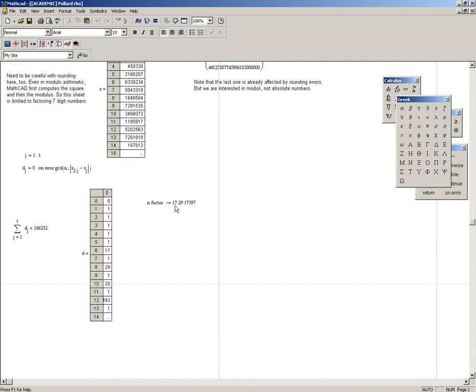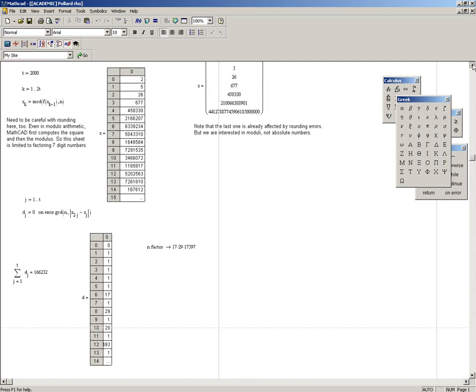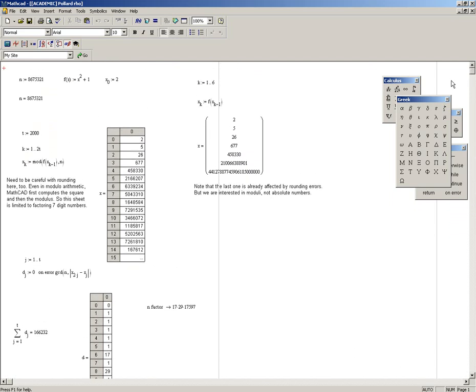Because if I just use the factorization algorithm in Mathcad, I realize that this number is factored into 17 times 29 times 17,597. So trial divisions on a larger machine would certainly have yielded that very quickly. Maybe even trial division by hand.